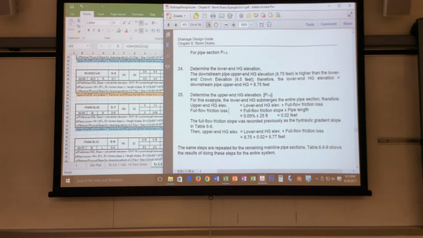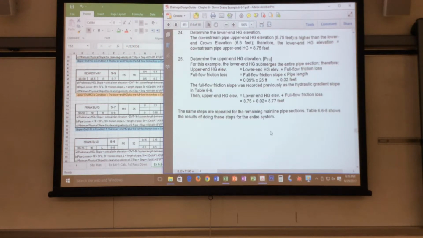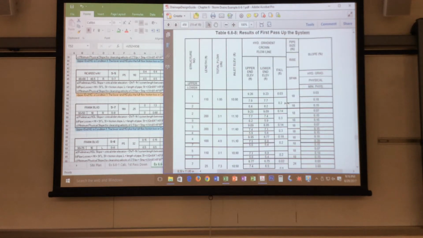All right, so now it says determine the upper end. So we use, like I said, the hydraulic grade line, or the hydraulic friction slope times the length. So we've got the friction slope times the length, and then we just add that to our downstream end. It says the same steps are repeated for the remaining pipes, and this is what the table looks like.